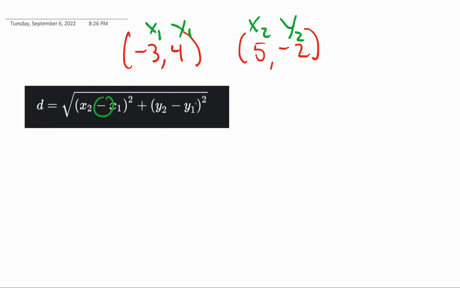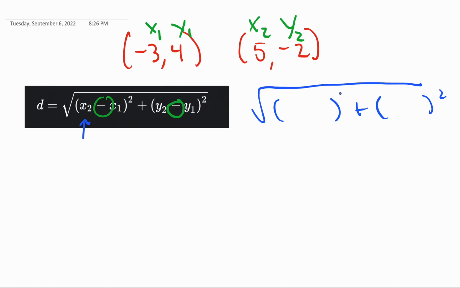We want to remember that in the formula, that negative sign is going to mean do the opposite of what you started with. So first we're going to start with x2. So x2 is the number here, 5. I'm going to put it into the formula. Then in the formula it says minus, which means opposite sign of x1. So x1 is negative 3. I'm going to do the opposite sign. Then I'm going to use y2, which is negative 2.